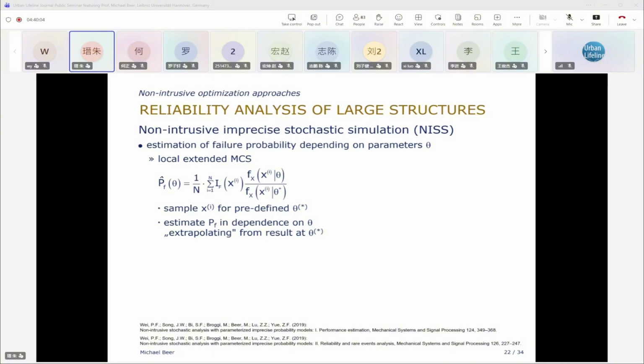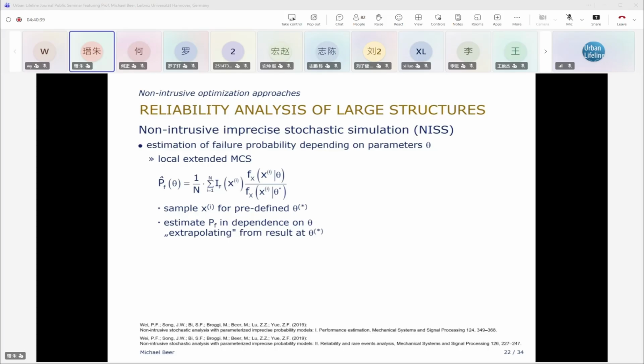So local extended Monte Carlo is doing the following. What we do is we pick one parameter vector, theta star, out of the intervals, could be the midpoint, and we keep it, and we do one sampling analysis to calculate the reliability with this one vector. Then we say, we want to find the surrogate which relates theta and pf.